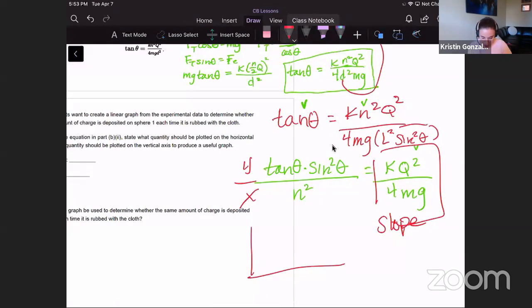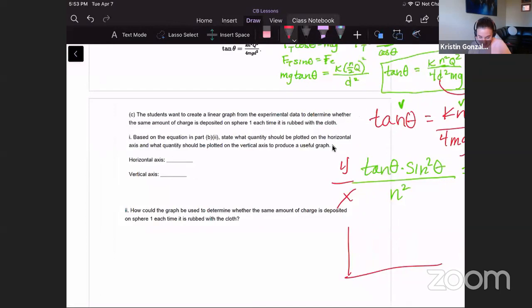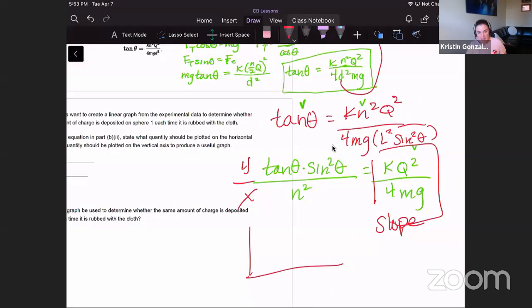And if we want to know how we could tell if it has the same charge on each, if it does deposit the same amount of charge each time, how could we know that by looking at the graph? Well, once I graph that, if it deposited the same amount of charge each time, what should our graph look like? Well, that should be a linear relationship.